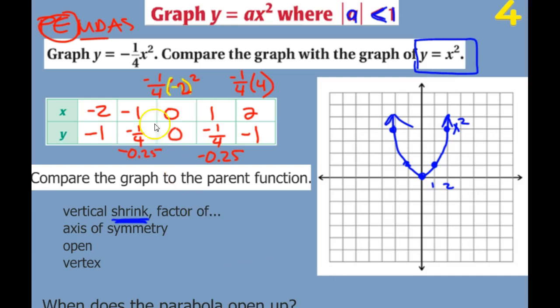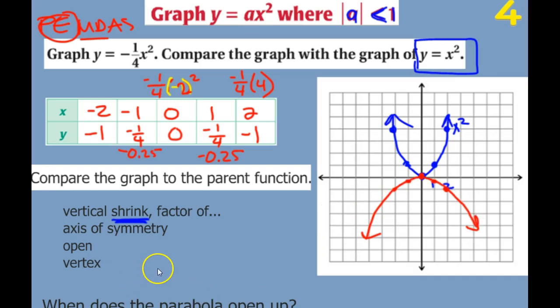So I'm going to plot these points. 0, 0. At 1, we're down 1/4. At 2, we're down -1. Same on the other side, a fourth, and then -1. So make a nice curve here. Don't just draw a straight line. I don't want just that. That's a linear function. We don't have linear functions right now. We have quadratic functions or parabolas.